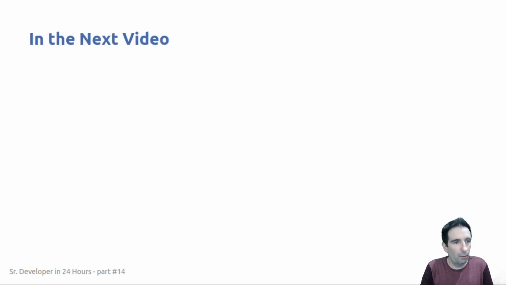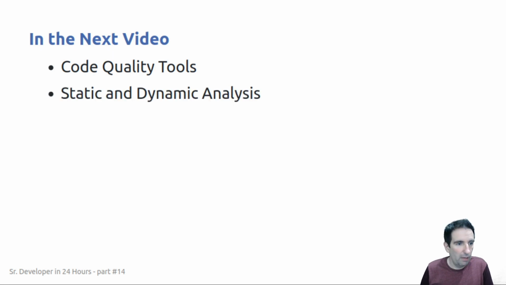All right, with that said, what are we going to talk about in the next video? We're going to talk about some of the tools that we can use to actually measure the quality of our code. In particular, we're going to talk a little bit about static and dynamic analysis, what that means, and how we can use those techniques to get more data and make sure that we catch bugs early on, to, again, at the end of the day, ensure that we have the best code possible.